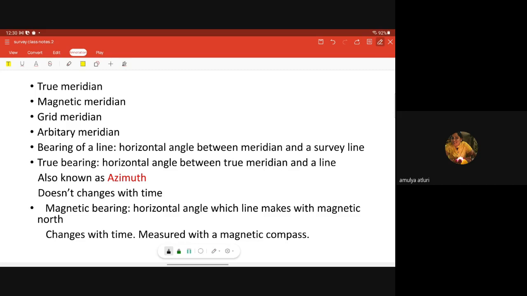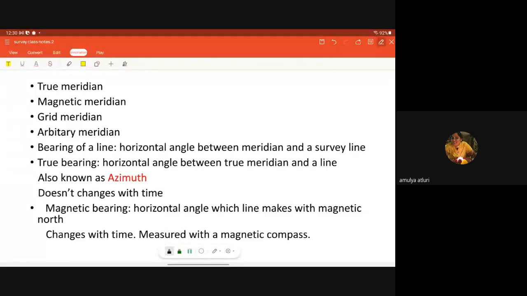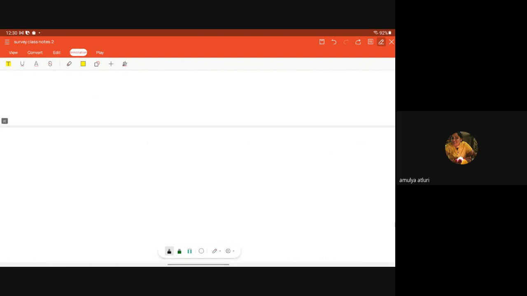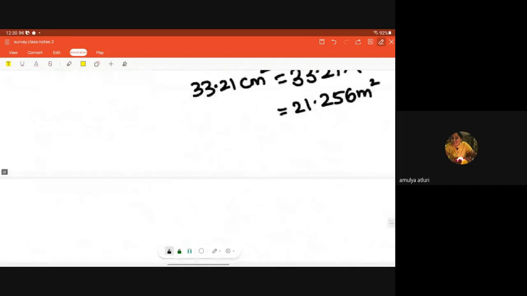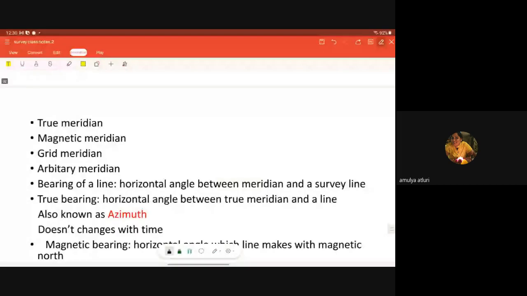Now let's go to the angular measurements. So in linear measurements, what are the equipments used for the linear measurement? What are the errors that occur while we are measuring? And how do we correct it? We discussed all these things here, and we discussed two examples also.